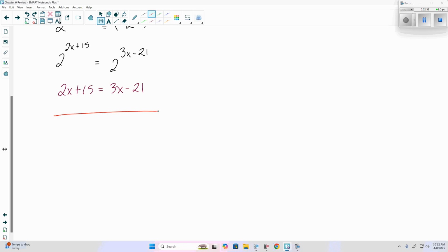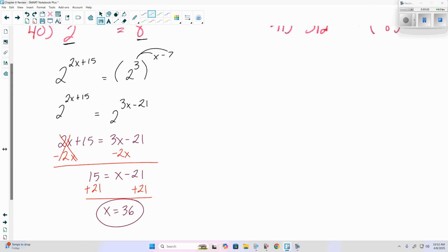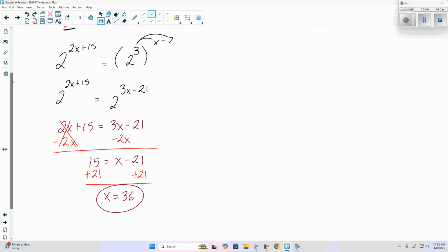Now we just need to get x by itself. Since there is no x to a power, we don't have x squared, we can subtract 2x from both sides. 3x minus 2x is x, telling us that 15 is equal to x minus 21. Add 21 to both sides, telling us x is equal to 36.